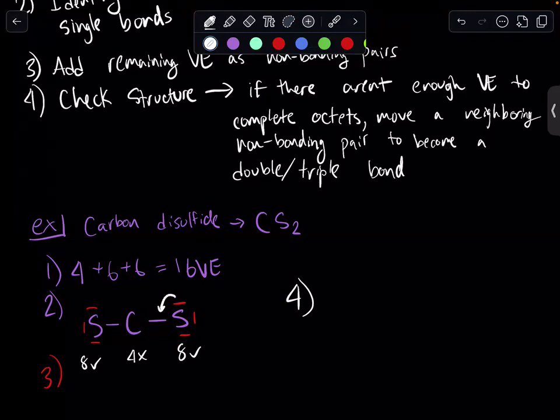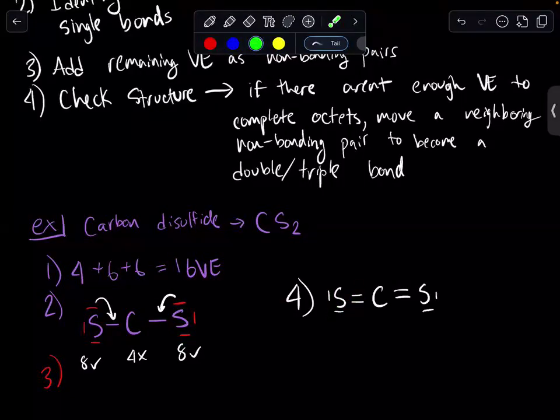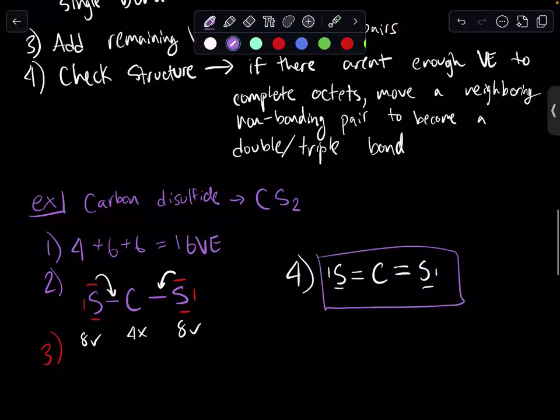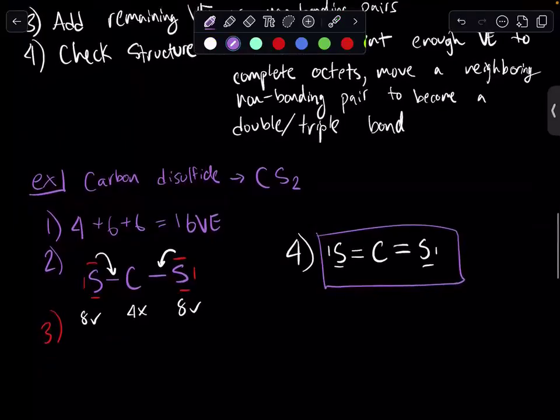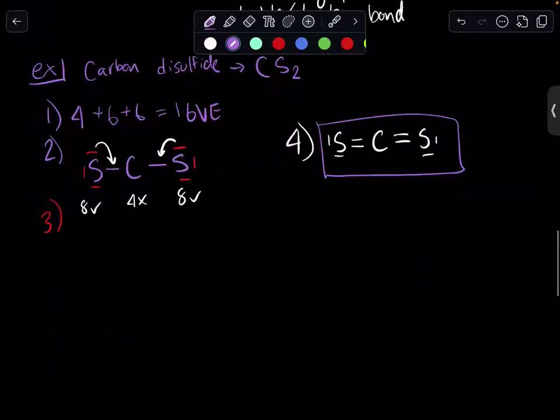If I move this one here and I move this one here, then I create this new structure that looks like carbon with 2, or whoops, move that one, carbon with 2, and now I can count again. I have 2, 4, 6, 8. Sulfur is good. Carbon 2, 4, 6, 8. Carbon is good. 2, 4, 6, 8. Sulfur is good. This is my final drawing of carbon disulfide. And so we can just move those non-bonding pairs to help out and complete the picture like we did here.